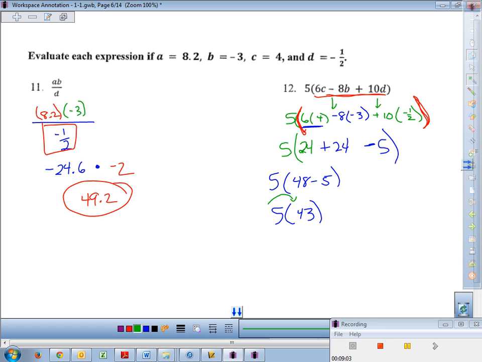Well, then you don't belong here. 5 times 40 is 200, right? And 5 times 3 is how much? So 200 plus 15 is 215. Yep. Next.